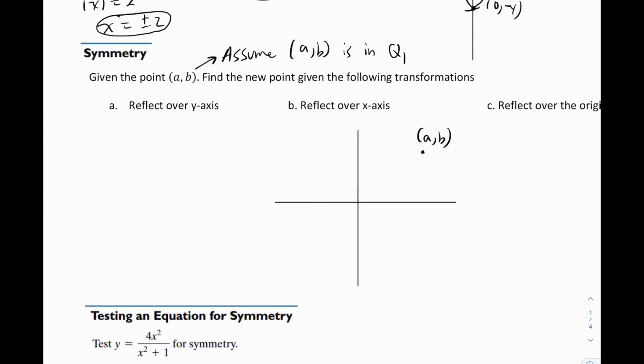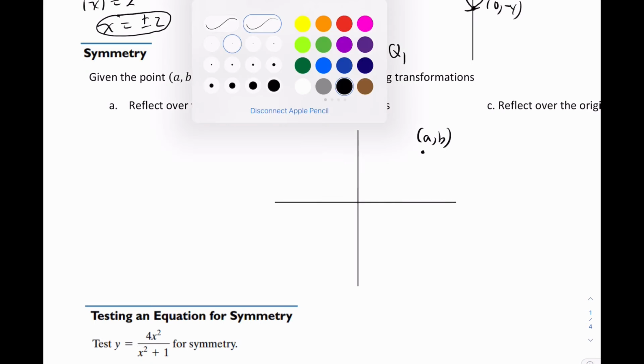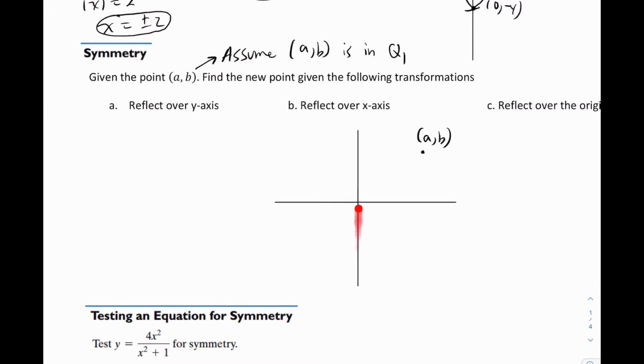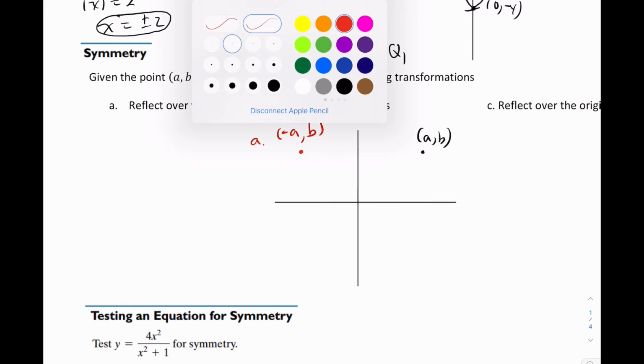So we're going to do part A, reflect over the y-axis. I'll do this in red. The y-axis is right here, so we're going to put our point right about there. That's part A. Now think about what happens. If you reflect over the y-axis, the y value doesn't change, so our b is identical, but the x value would negate. So there's part A.